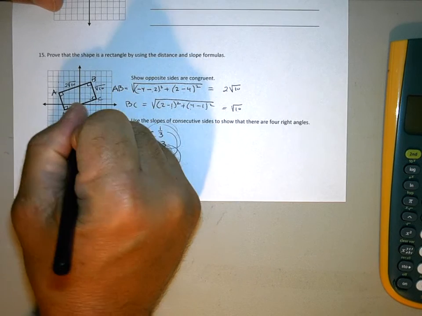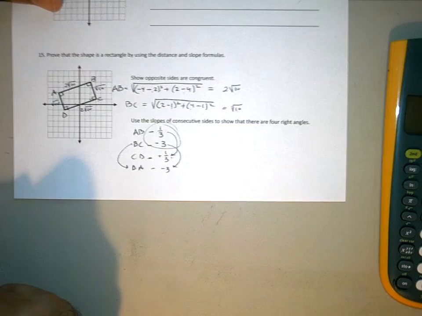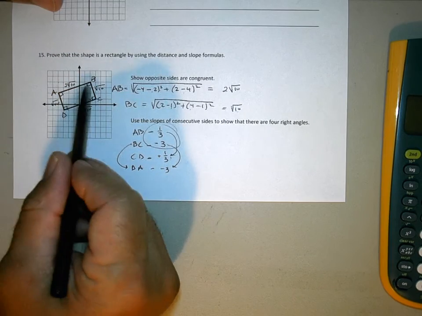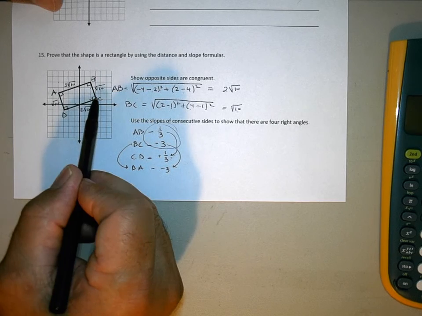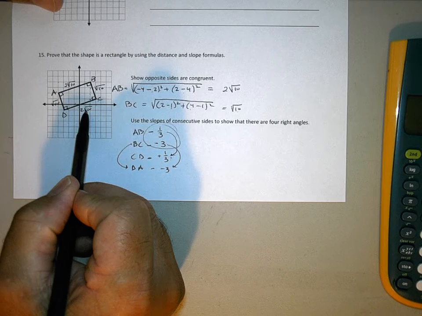I know this guy is 2 root 10 and this one is the square root of 10, because if these two sides are parallel and these two sides are parallel, then the opposite sides have to be congruent. Okay, good luck.